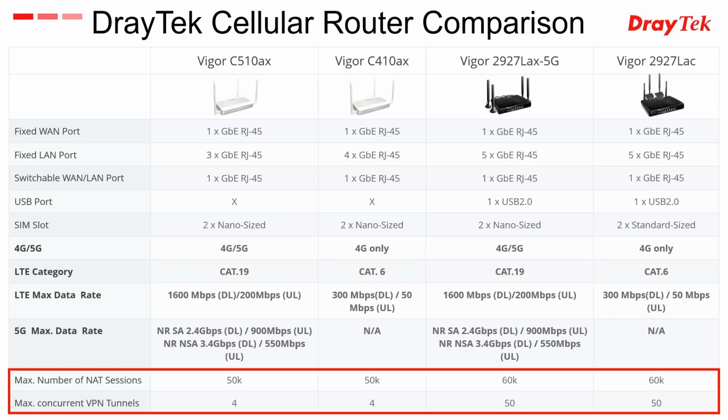What's also important when we compare the routers is that the number of NAT sessions is quite similar everywhere, but then you see the performance of the router by, for example, the number of VPN tunnels supported. So the SOHO devices usually support 2 VPN tunnels. The C410 and C510 can handle up to 4. Higher spec devices such as the 2927 can handle up to 50 VPN tunnels.